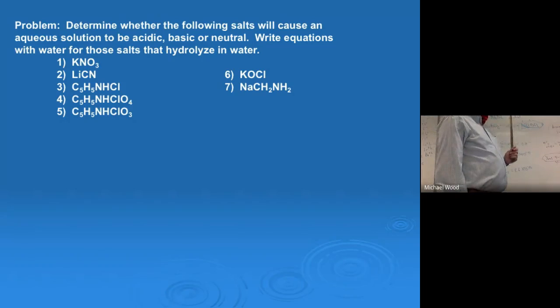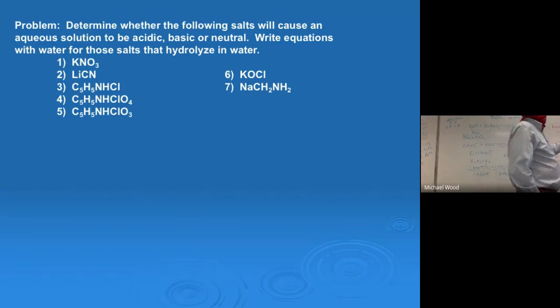Now number three and four and five are a little bit confusing. But what I see is C5H5NH and then Cl. I see the Cl, and Cl is right here. So that means it's a spectator. It's weak. The acid then, the cation, must be C5H5NH, which is not in this list, which means this one must be acidic. So it's always acid, base, cation, anion.